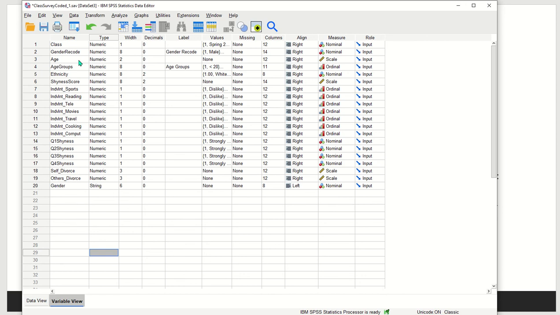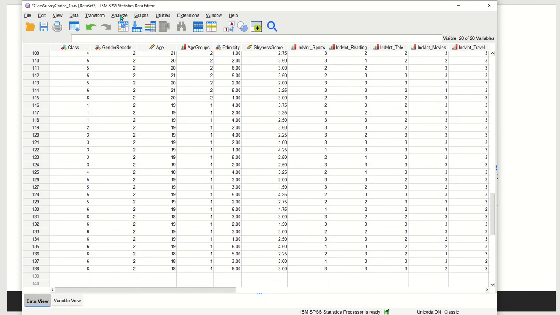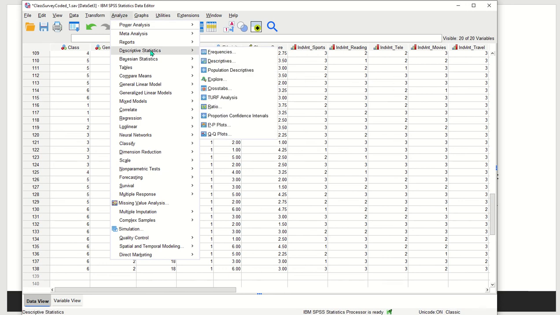But if you place those ages into age groups, now it would become ordinal. And there's two different kinds of tests you would do for that. So, for example, I would not want to perform a frequency on age that is scale level data because I would have too many numbers. Let's take a look at what that would look like.